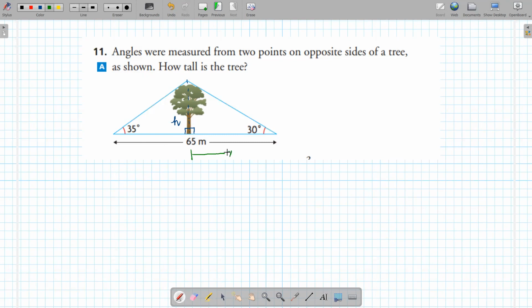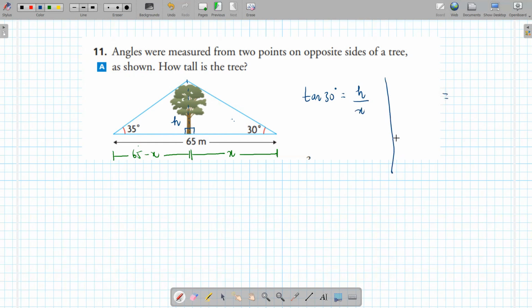This distance here is going to be X. What is this distance? 65 minus X. Right, 65 minus X. So hopefully we get the answer for this using this approach. Let's look at the right triangle. We're looking for the opposite. We don't care about the hypotenuse. We have the adjacent. It's going to be tan, right? Tan 30 is equal to the opposite over the adjacent.